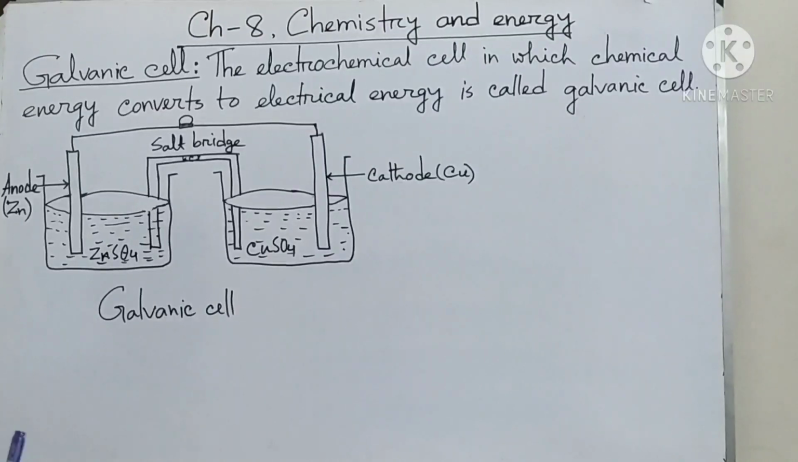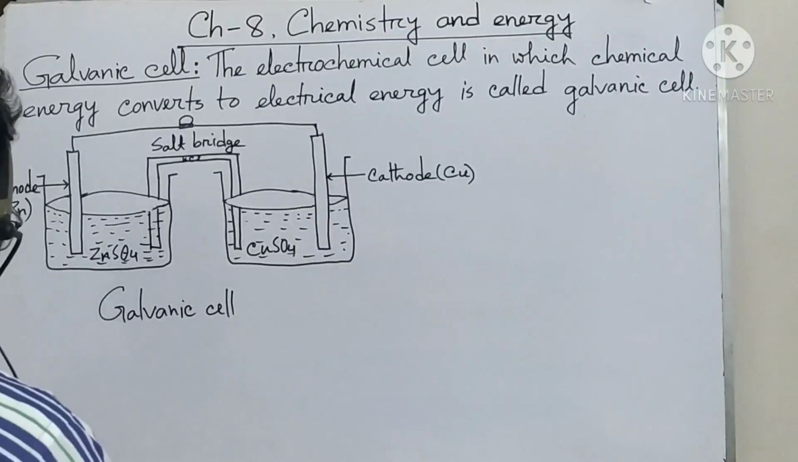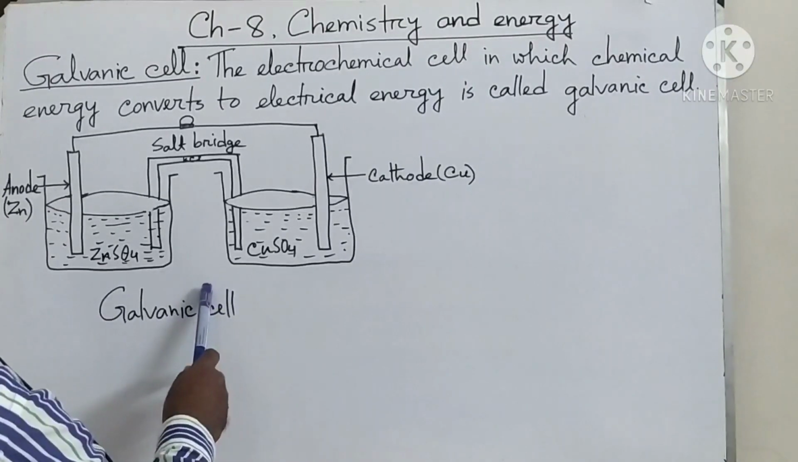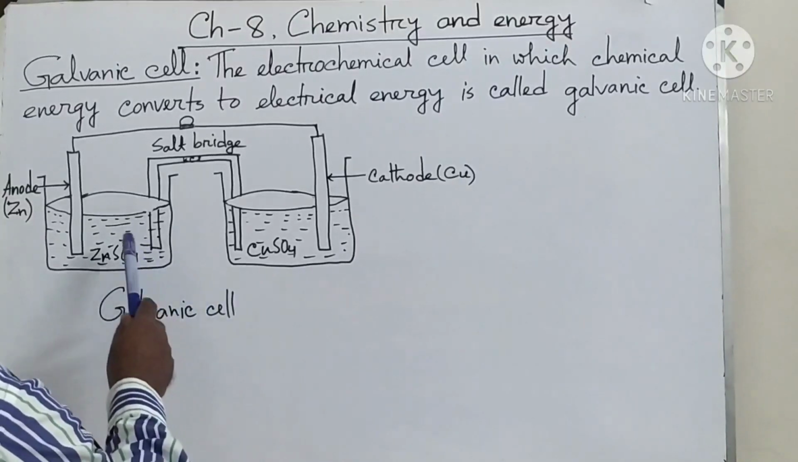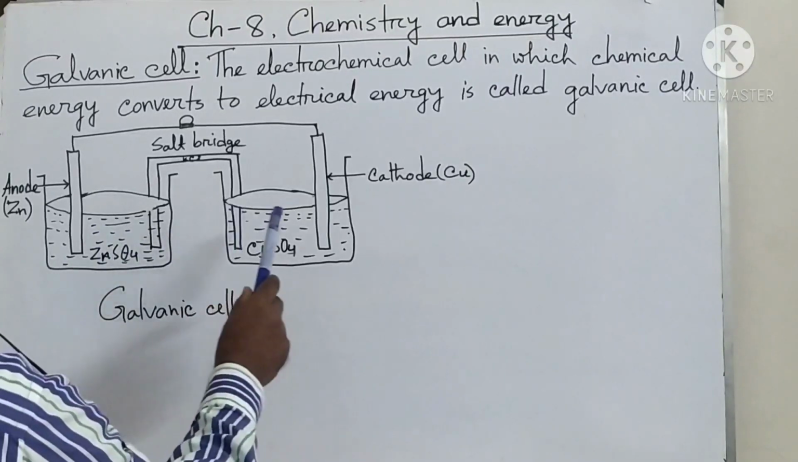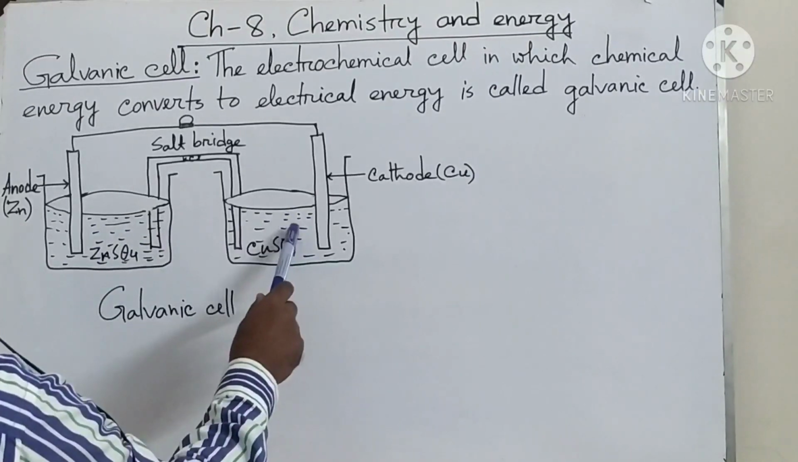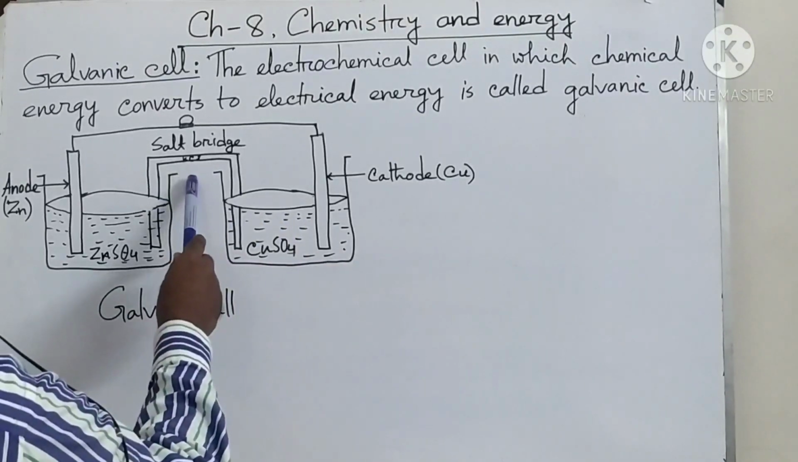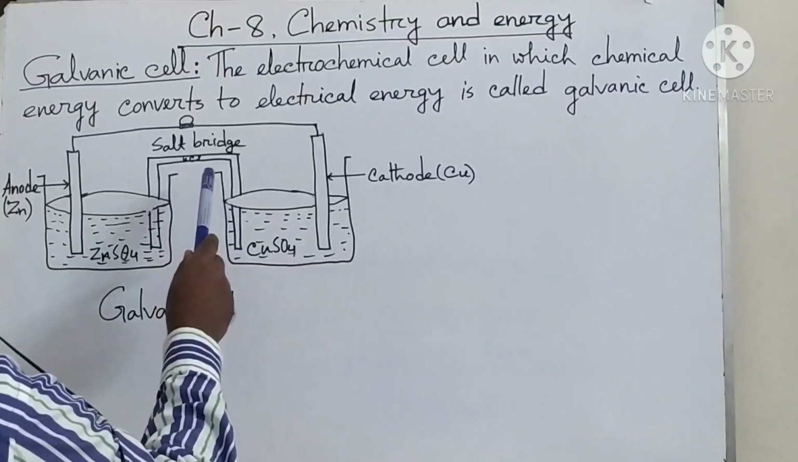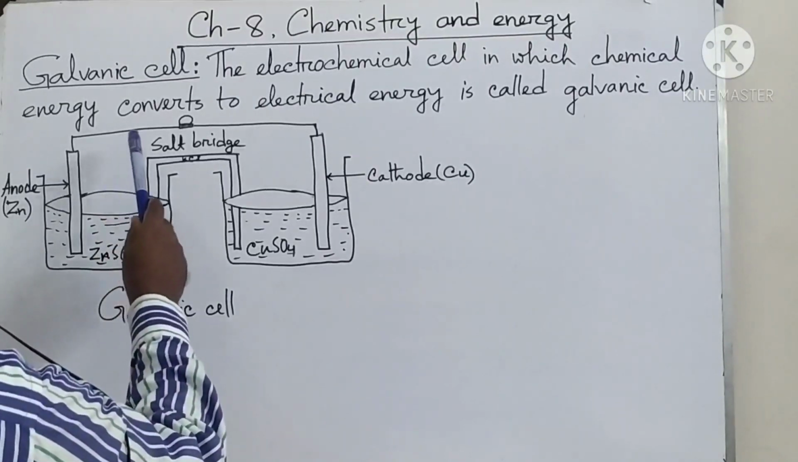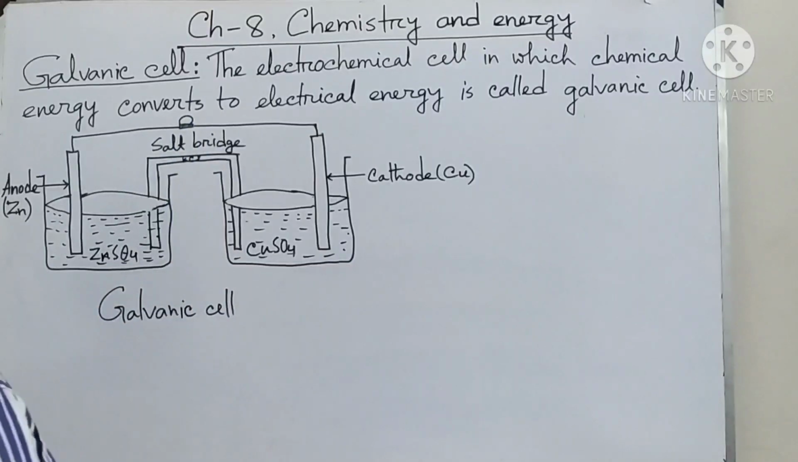Okay, let's start. Daniell cell is an example of galvanic cell. In the anode half cell, a zinc rod is dipped into the zinc sulfate solution, and in the cathode half cell, a copper rod is dipped into the copper sulfate solution. A salt bridge is dipped into both of the half cell solutions, and the two electrodes are connected by copper wire. An electric bulb is connected with the wire. Okay, so it is the structure of galvanic cell.